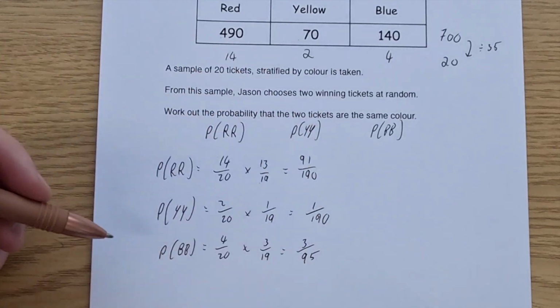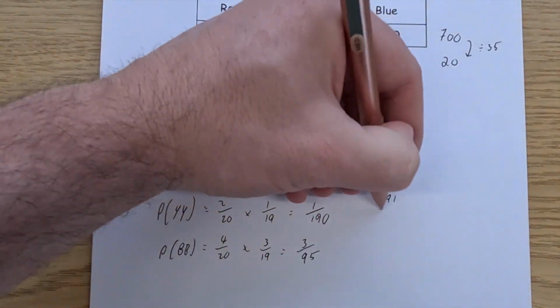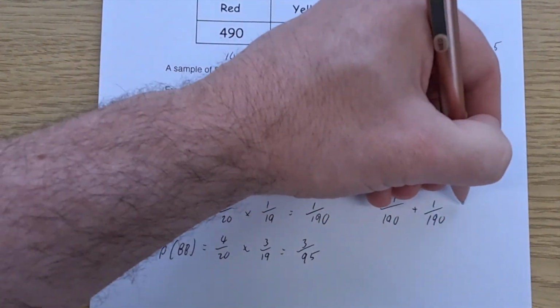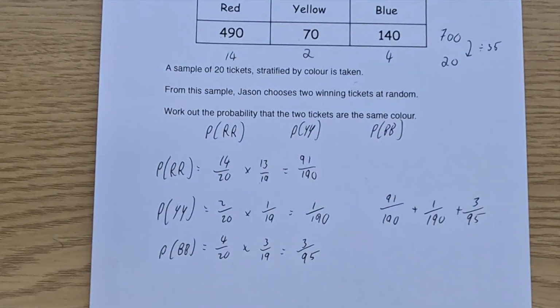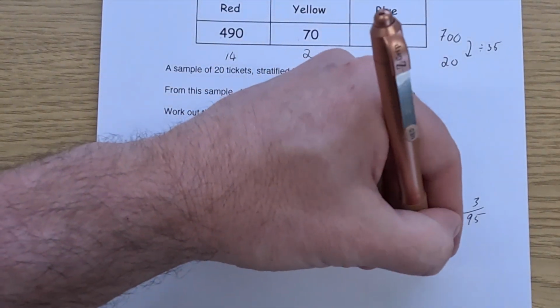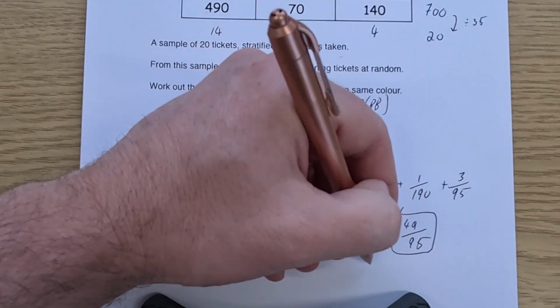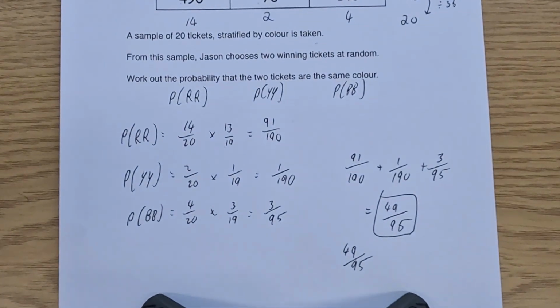And then if we add them together, that'll be the probability of the 2 tickets being the same colour. So let's do 91 over 190 plus 1 over 190 plus 3 over 95 on our calculator and see what we get. And that's equal to 49/95. So that's the probability that the 2 tickets are the same colour. 49 out of 95, so 49/95. And that's it.